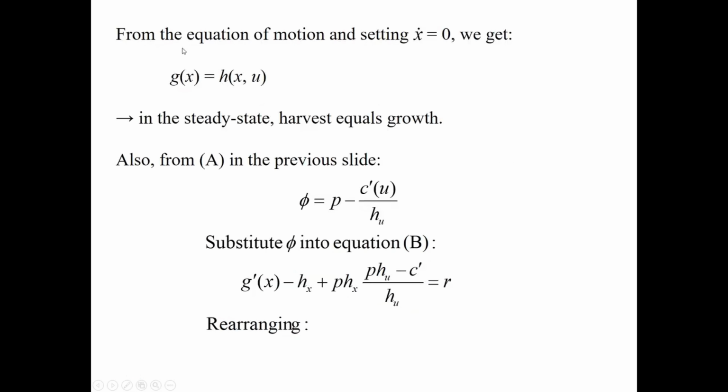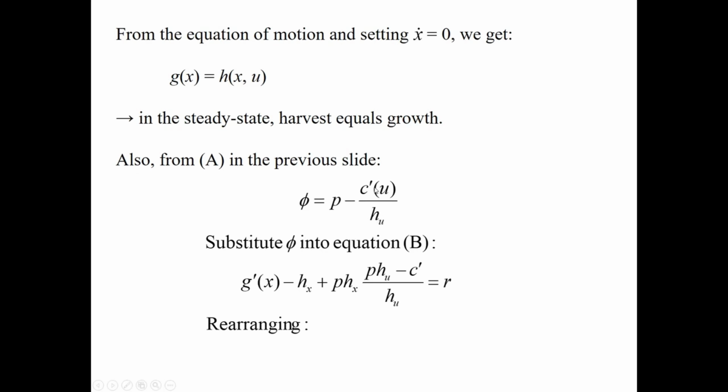Now, the other equation that we derive is we set this x dot equal to 0, and we get that harvest, the right-hand side, is equal to what grows. So in the steady state, harvest is equal to growth. And from A in the previous slide, we find that the shadow price is given by P minus C prime U, where C prime is the partial of the cost function with respect to the control variable, divided by the partial of the harvest with respect to the control variable.